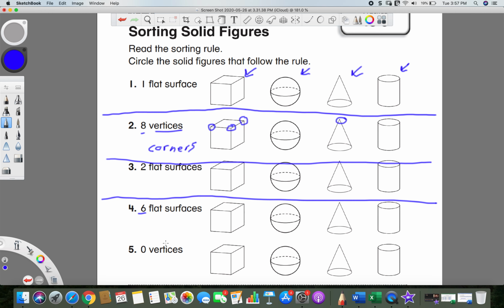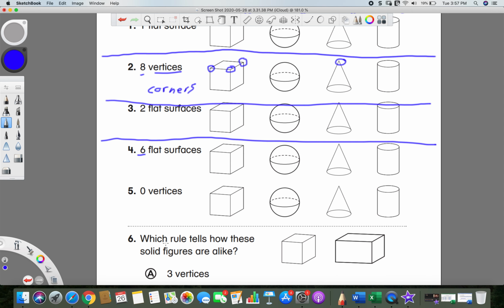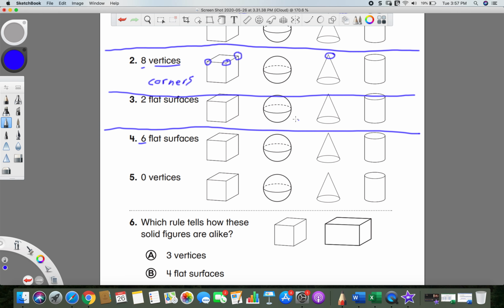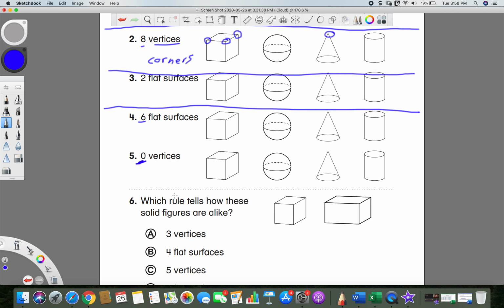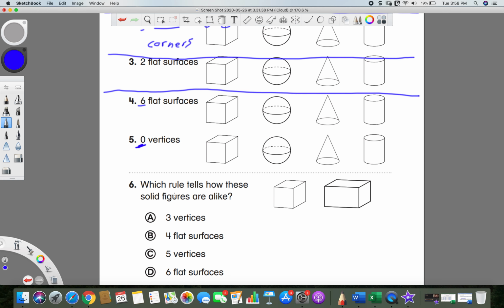Remember, you only have 4 shapes to pick from. Okay, let's read number 5. What shape has 0 vertices or 0 corners? Okay, that is number 5. What shape has 0 corners? And if you need to, you're allowed to circle more than one answer for this one. There's not just one answer for number 5. There are 2. Okay? Think about everything we worked on so far. What shape has 0 corners?